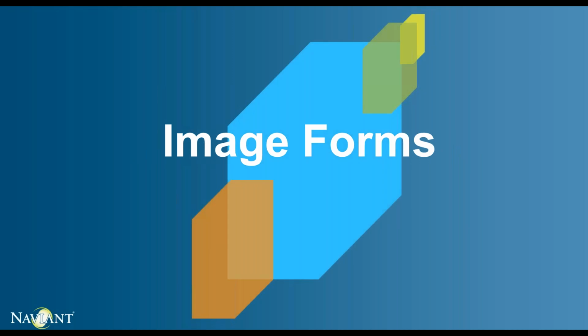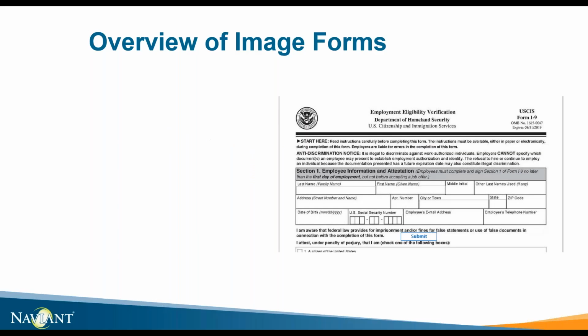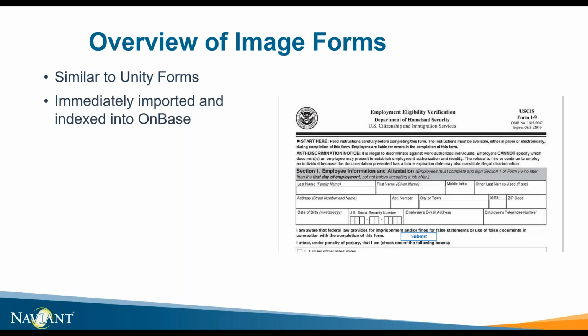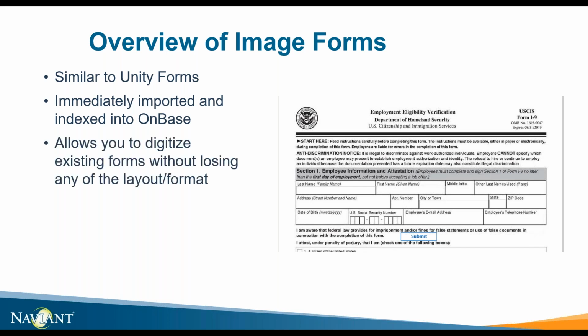So next we'll talk about image forms. Image forms are very similar to Unity forms in the way they work and are configured. They are both configured using the same forms designer within OnBase, and they are also imported and indexed after being submitted, just like Unity forms. The main difference is that image forms use an image of an existing form to build a template. Basically, you can put fields on top of an already existing form, allowing the user to have the same look and feel of the original form, while having the advantages of a Unity form.